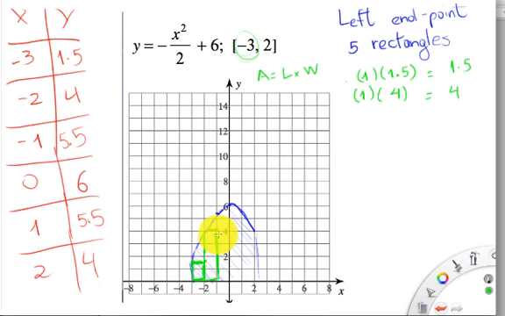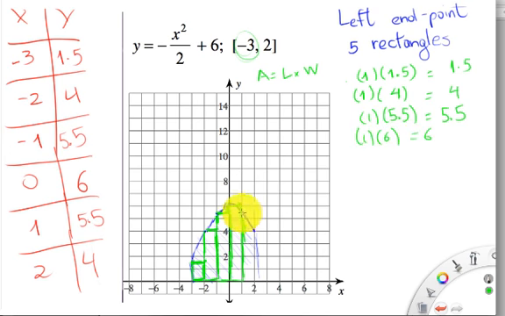Next, we're going to take this endpoint and trace it to the next function value, which at -1 should be 5.5. So again, I have a width of 1 and a height of 5.5. And 5.5 times 1 is just 5.5. It's the same thing. We're going to repeat the process. At this point, we have 1 times 6.